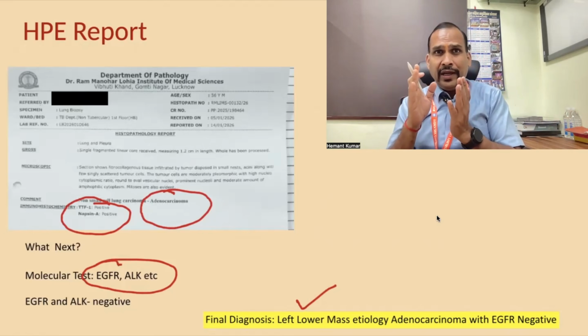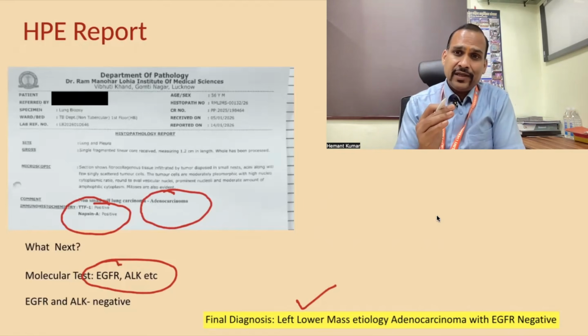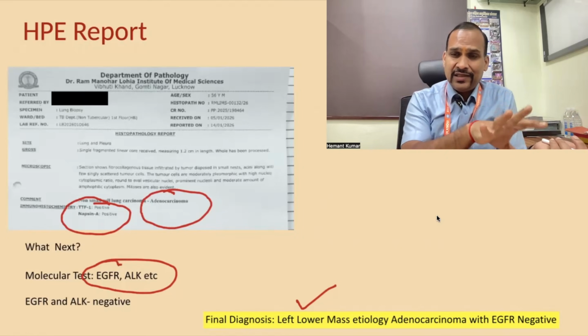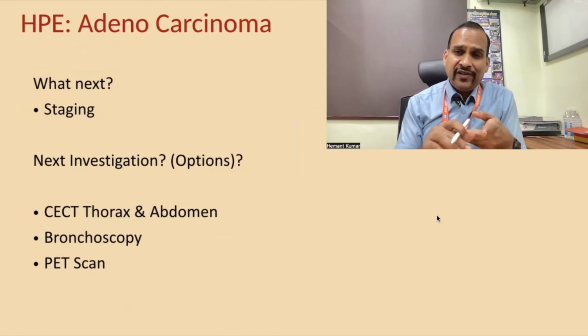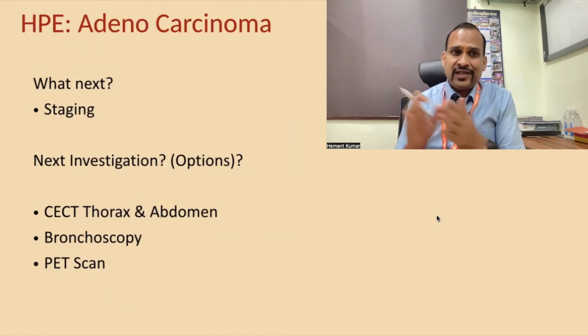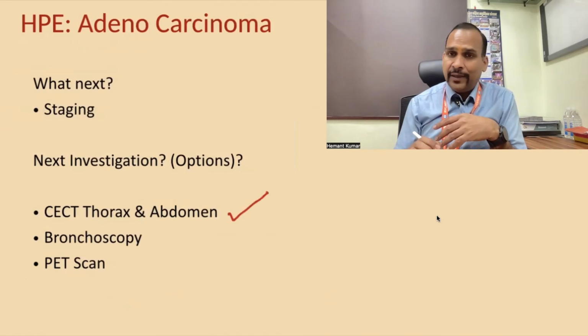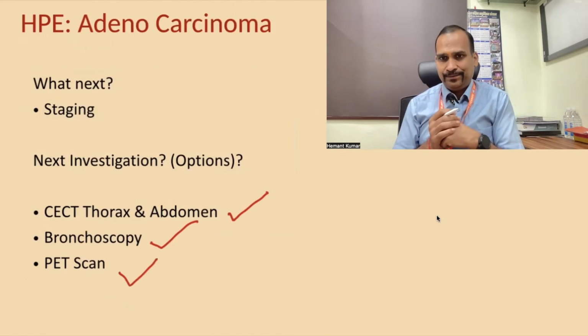So in any patient with lung malignancy, before management, we have to do staging. What stage is the patient? So for staging purposes, we have to do some investigations. So I'll ask you, what investigation would you like to do for further staging? Will you do a CT scan of thorax and abdomen, or bronchoscopy, or a PET scan?